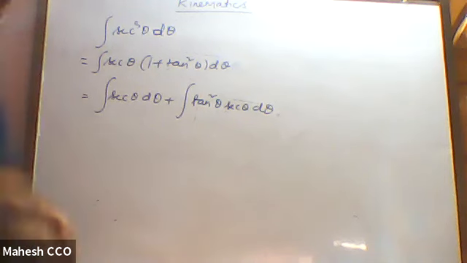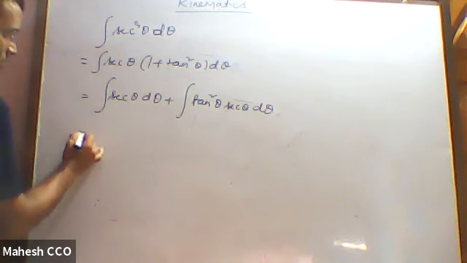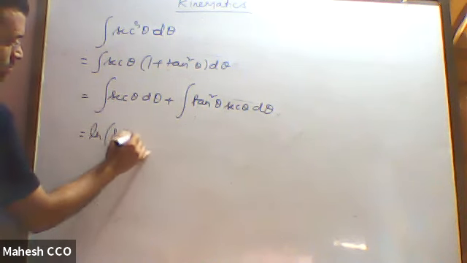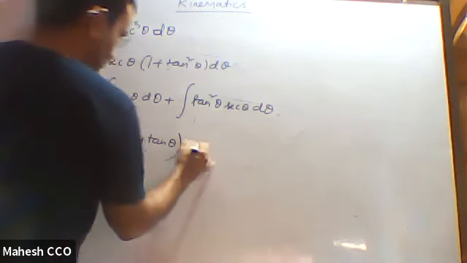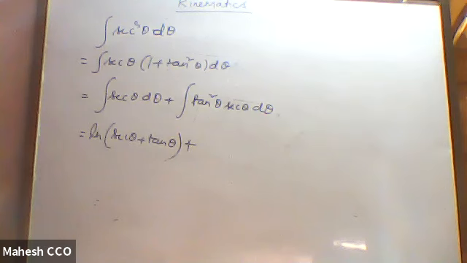Now, first integral is very easy. I already told you the formula for this. It is ln of secant theta plus tan theta. And what is tan square theta secant theta d theta? That is sin square theta divided by cos cube theta into d theta. Now that is again tough to integrate. No problem.